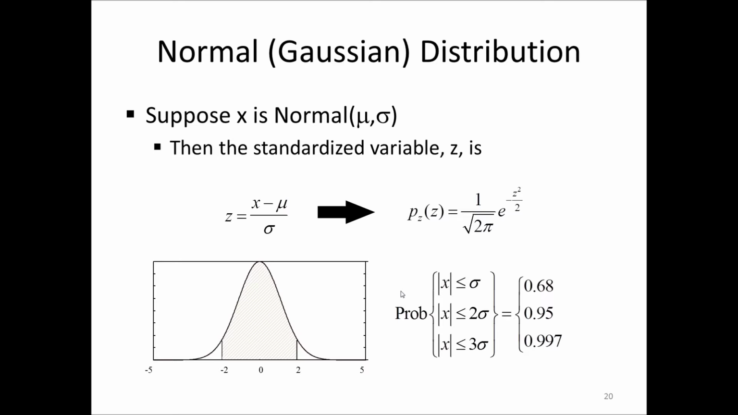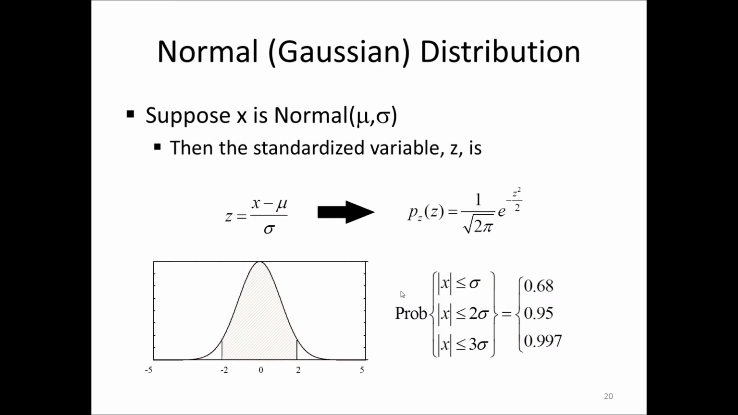Now, if we have a variable x which is normally distributed with mean mu and standard deviation sigma, then normally what we do is we standardize this variable to a new variable z, which is defined as x minus mu divided by sigma. This new variable z is then normally distributed with 0 mean and 1 standard deviation, and has a PDF which is 1 over square root of 2 pi times e to minus zeta squared over 2.